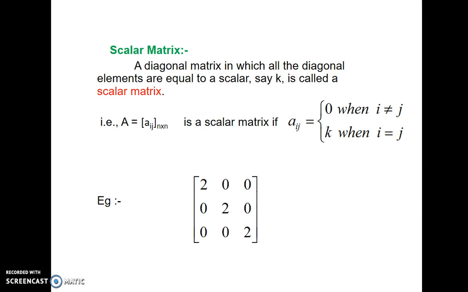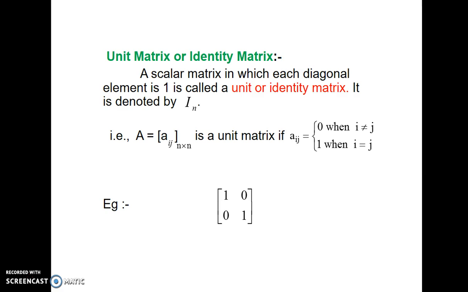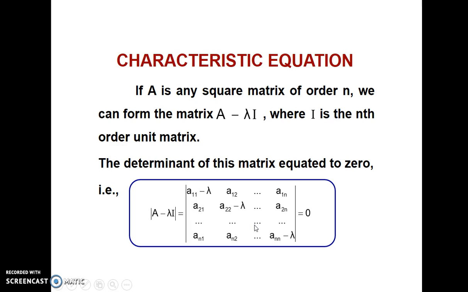Now what is a scalar matrix? In a diagonal matrix, if all the diagonal elements are the same, equal, then we call it a scalar matrix. Now a unit matrix is a scalar matrix in which the non-diagonal elements are 0 and the diagonal elements are 1, for a square matrix. Then it is called a unit matrix.